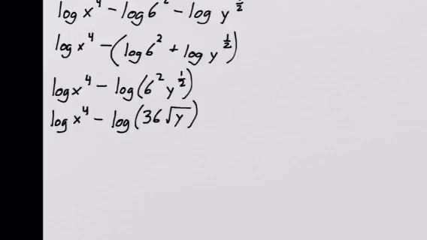And now, finally, we can use the quotient rule here to say that this is equal to log of x to the 4th over 36 square root of y.